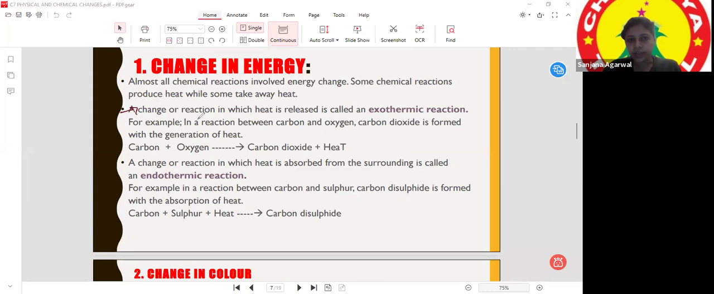So a reaction in which heat is released, sometimes the heat is released, sometimes the heat is absorbed. But when you observe that heat is released, that reaction is termed as exothermic reaction. Exo means release and thermic means heat. For example, in a reaction between carbon and oxygen, carbon dioxide is formed with the generation of heat. That's a very simple reaction. If you can give any more examples of exothermic reaction, think about it. Take your time.